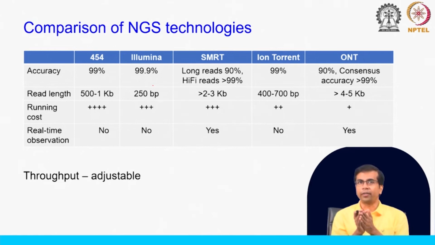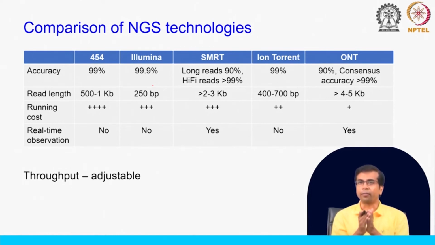For read length, 454 we have talked about 500 to 1 kb, Illumina is about 250 base pairs. If you are doing paired end, you get 2 times 250. SMRT you will get above 3 kb. Ion Torrent is about 400 to 700 base pairs and ONT is more than 4-5 kb.